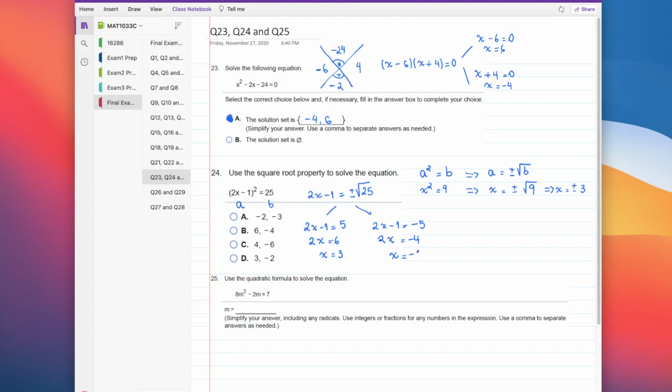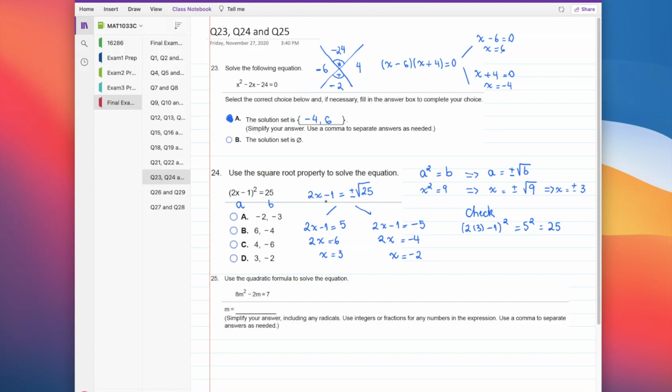Let me do a quick check, replacing those values in the initial equation. 2 times 3 minus 1, squared. 2 times 3 is 6, 6 minus 1 is 5. And this is 5 squared, and this is 25. True for the equation.